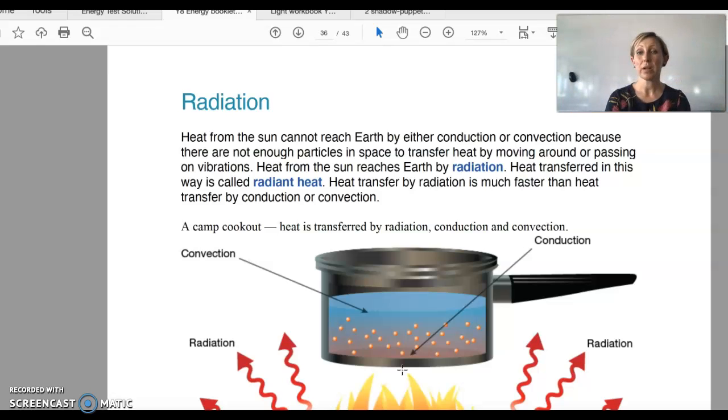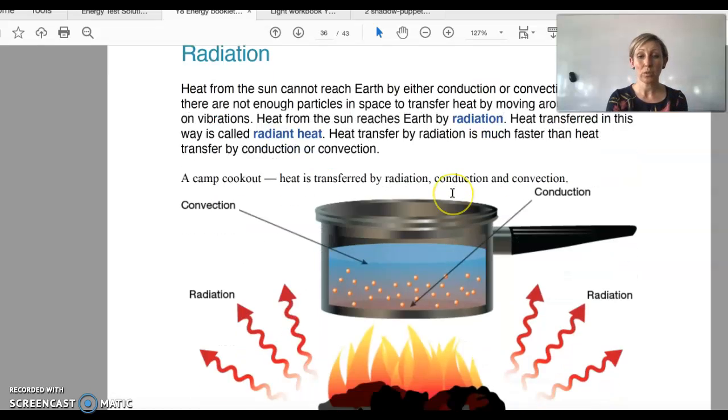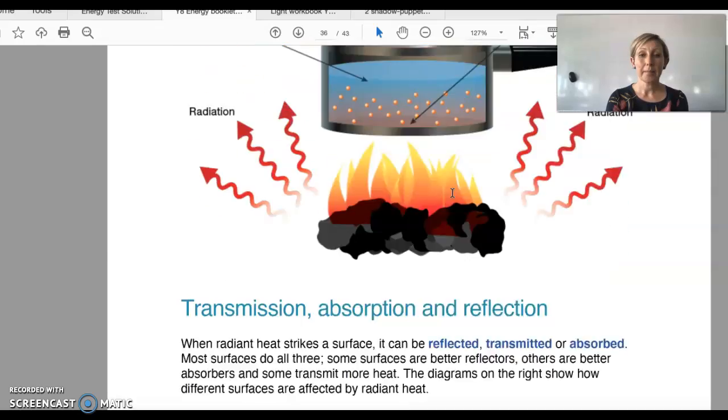It doesn't rely on particles at all, which is one of the key things to remember about radiation, and it can travel through a vacuum. Okay, so we get most of our energy from the sun on Earth. And that travels from the sun to the Earth through a semi-vacuum with very, very low density of particles, and that's by radiation. And that's all you need to know about that one.